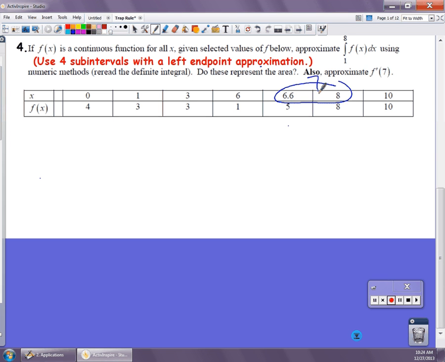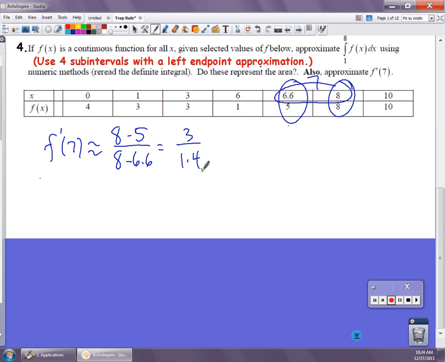So my approximation of the derivative, again, it's an approximation, I don't know how good it is, is to do change in y over change in x. So I'm going to use this data point and this data point. Change in y, 8 minus 5, over change in x, 8 minus 6.6, which is 3 over 1.4, and you could simplify that. But I just want you to remember, when you have that data, we're going to use the approximation strategy of going one data value above and one data value below to approximate the instant rate of change. So we're using average rate of change to approximate instant rate of change.